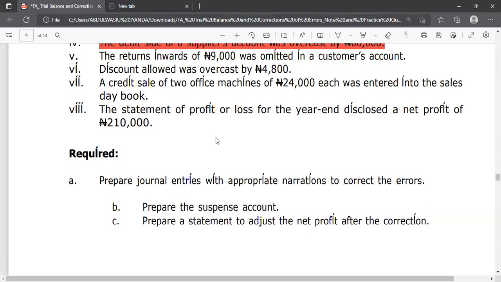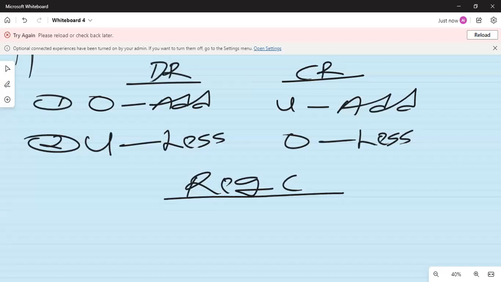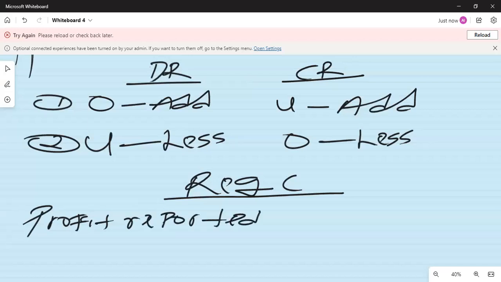Let's prepare the statement of profit or loss for the year and then disclose the net profit. So requirement C. You are going to start with the profit reported. The profit reported is 210.